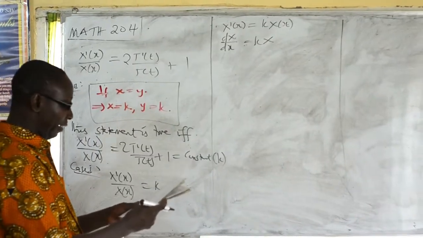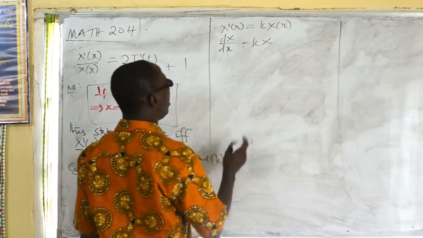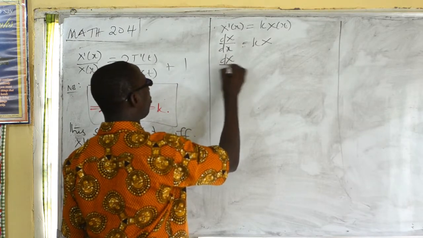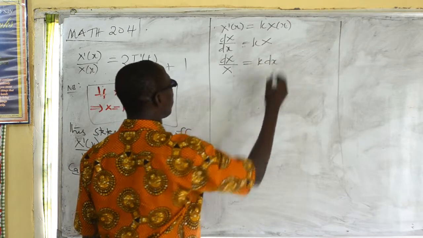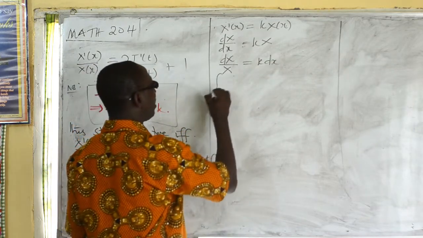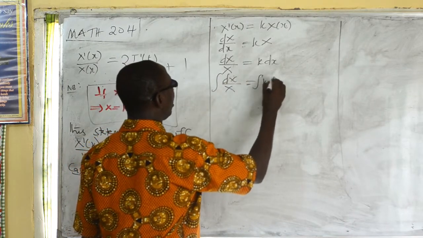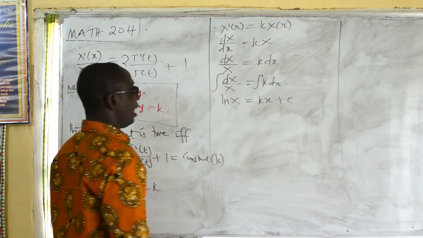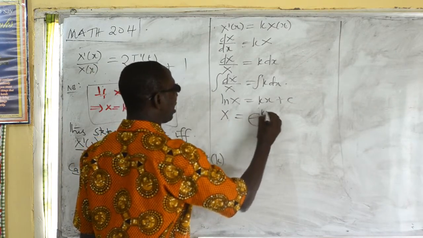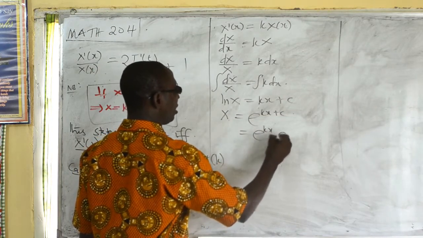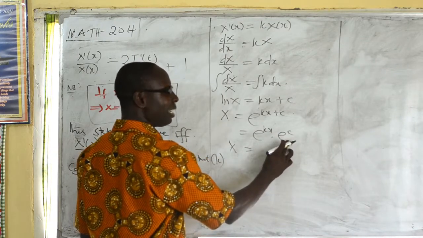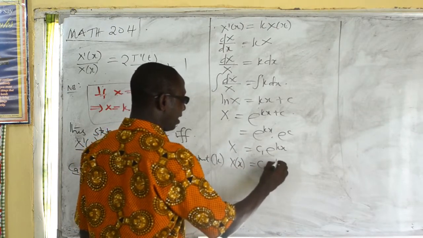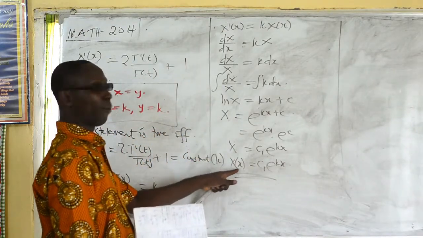So if we have it this way, I can group like terms. So this X goes with this X, and this one goes here. So capital dX over X is equal to k dx. I've separated the variable. So I can have the integral of dX over X is equal to the integral of k dx. This is the same as ln X is equal to kx plus c. And this is the same as X is equal to e to the power kx plus c. This is the same as e to the kx times e to the c, and I can call this c1. So this is the same as c1 e to the kx. Capital X, I told you, is the same as this. So I've gotten an answer for X.